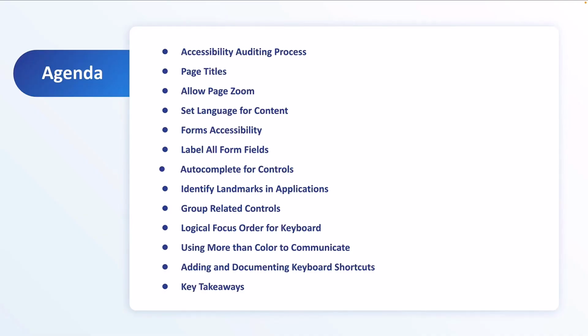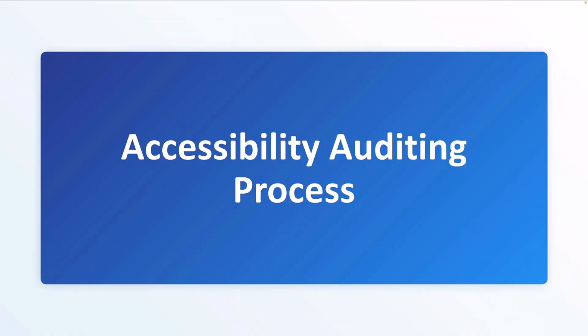If you're new to accessibility, you may not realize just how many requirements there are. The Web Content Accessibility Guidelines, often referred to as WCAG, contain 50 different success criteria that define what it means for digital content to be accessible. First, we will look at the accessibility auditing process that Equal Entry uses when auditing applications in the county.